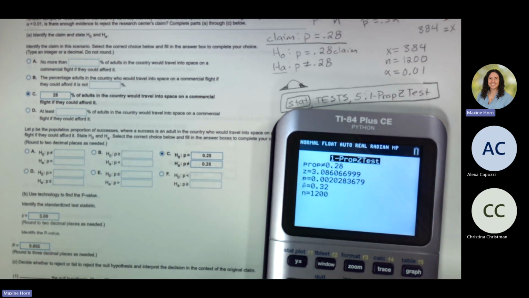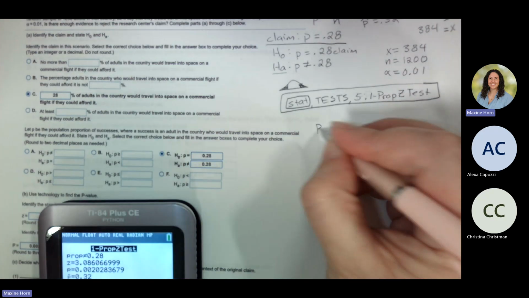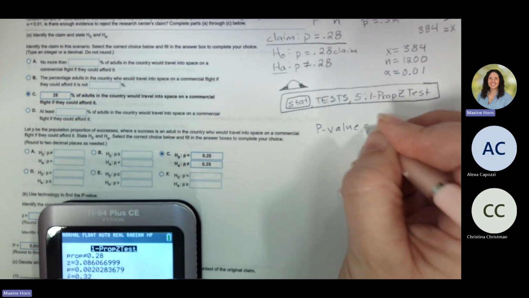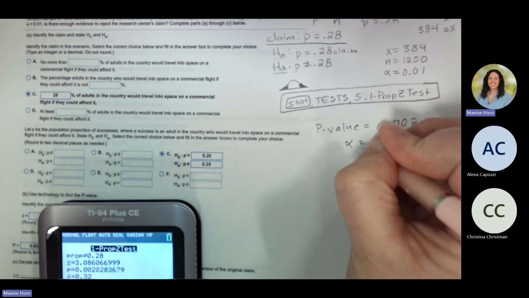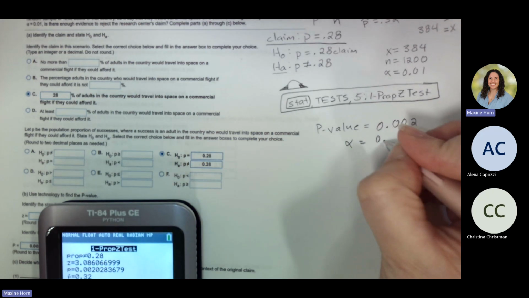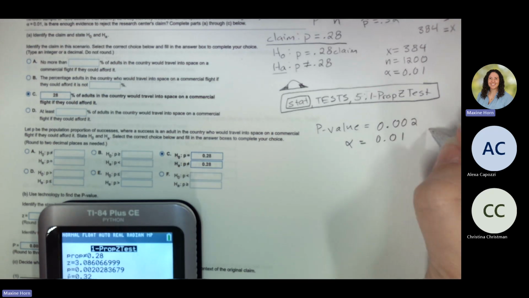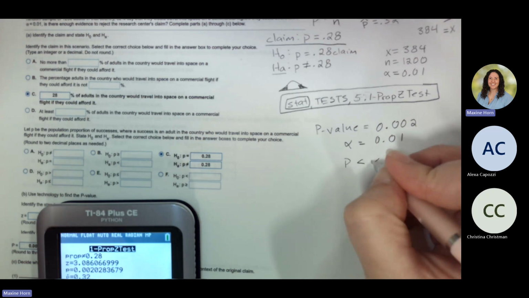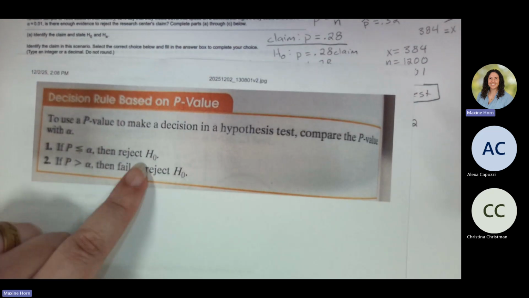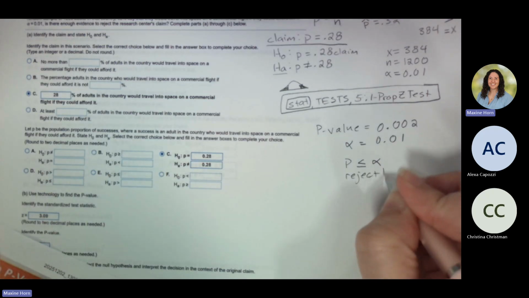Okay, so we have our p-value is 0.002. Our alpha was 0.01. So P, I'll write it down here, I'm running out of room, is, what is that? That's less than alpha. So what happens when P is less than or equal to alpha? We reject the null. Okay, so I'm going to reject the null.